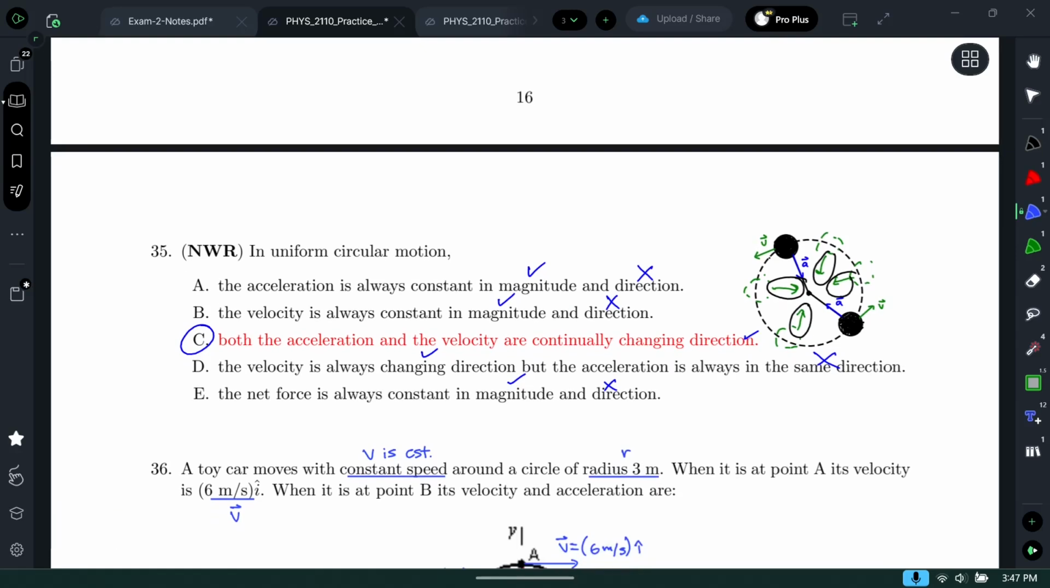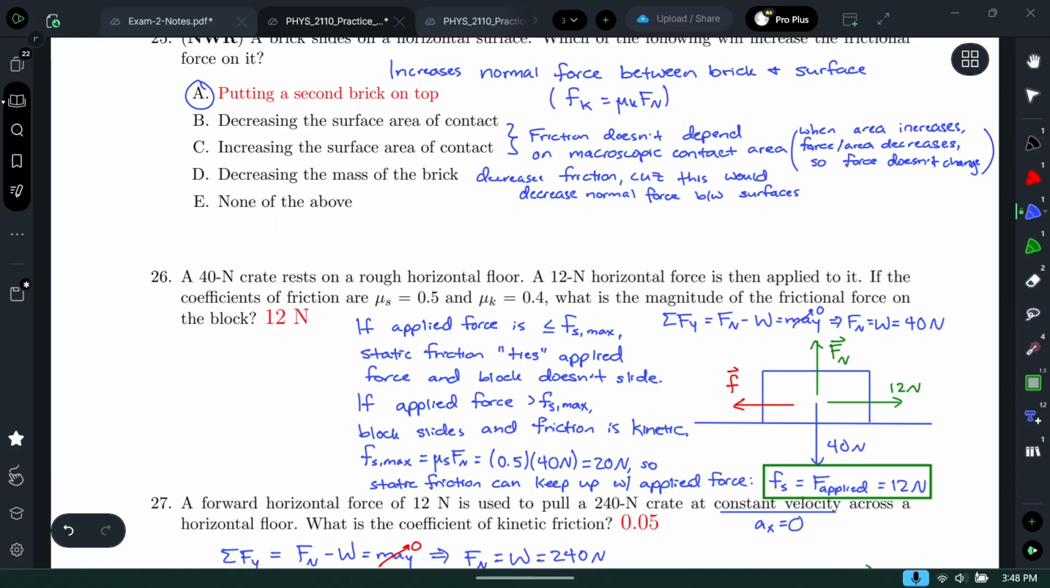Question 26. I don't get why the magnitude of the frictional force is 12 newtons. And they said, is it because it doesn't break the Fs max threshold to become kinetic friction? Therefore, if it's below 20 newtons, it's just the force applied. That's exactly it. That's a perfect explanation.